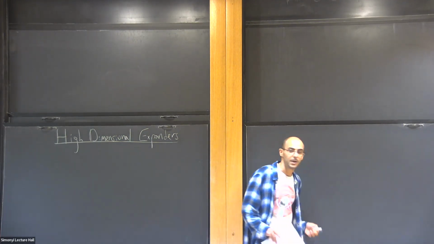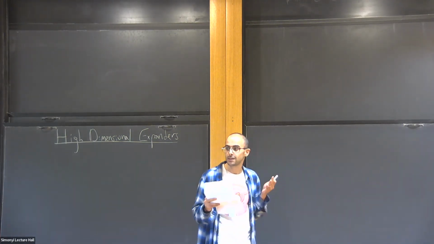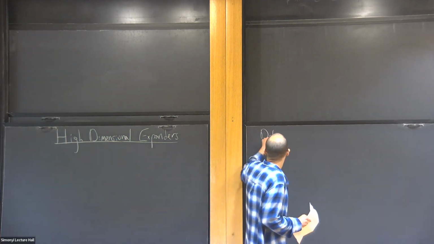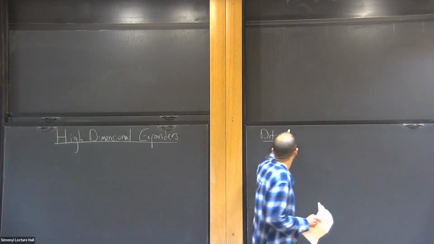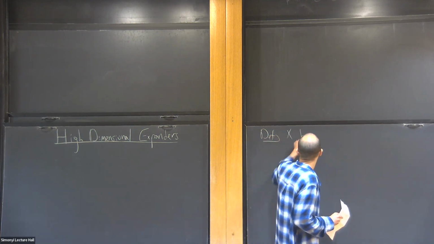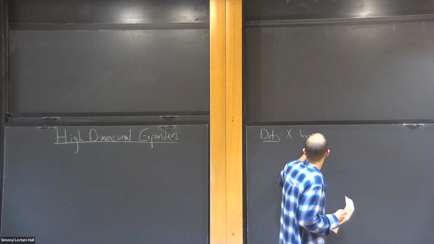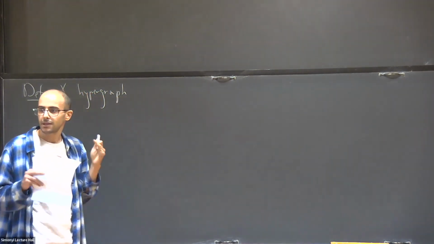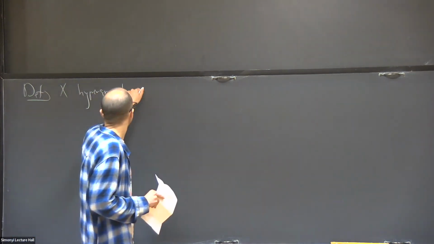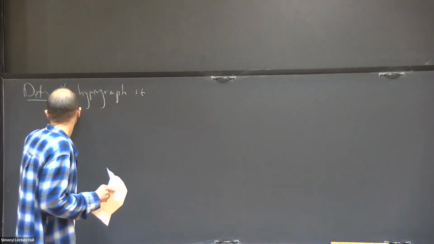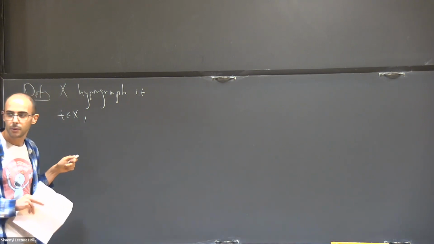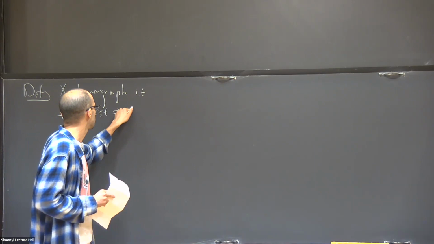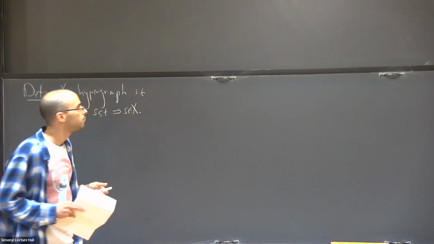So let me start by saying what are the high-dimensional objects that we will be working on, and these will be simplicial complexes. Simplicial complexes are basically hypergraphs. So we have sets and hyperedges, only the hyperedges may contain more than two vertices. And we have a slight technical condition such that if I have a hyperedge T and I have a subset S of T, then S is also in our hypergraph.